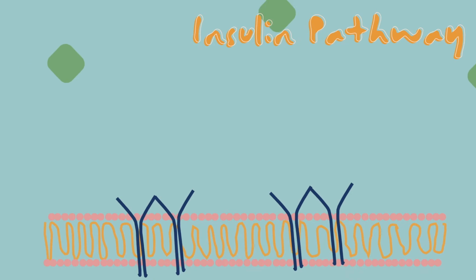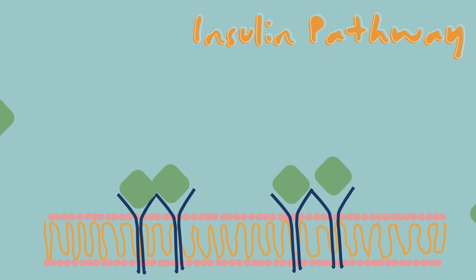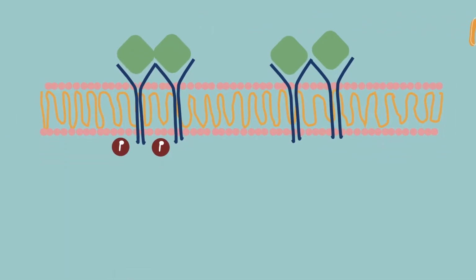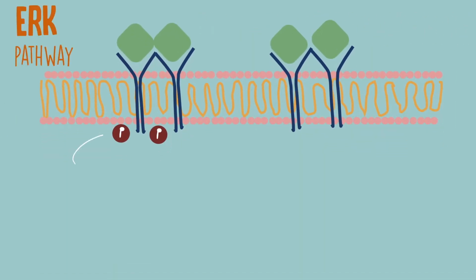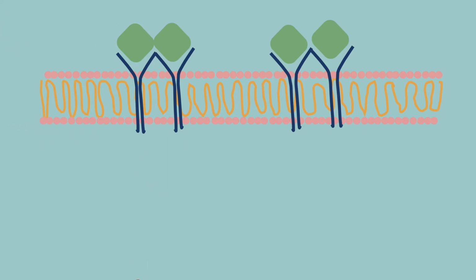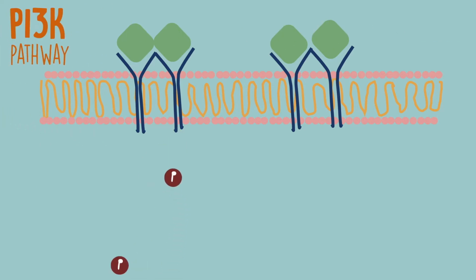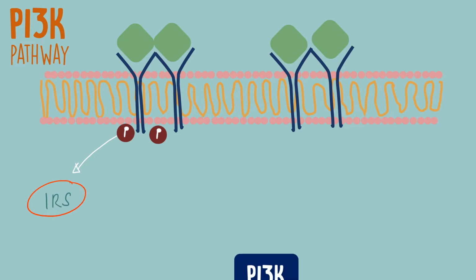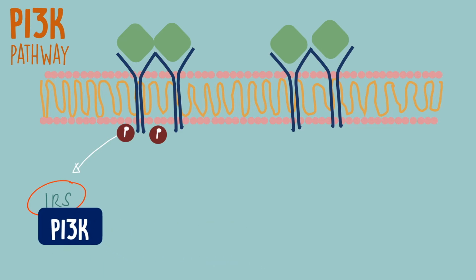In the insulin pathway, insulin binds to its receptor in the plasma membrane and activates it through the transphosphorylation of downstream targets via adapter proteins, which activate two key signal pathways. The ERK pathway is activated through the phosphorylation of adapter proteins SHC, GRB2, and SOS. When an adapter protein called the insulin receptor substrate is transphosphorylated, it activates the PI3K or the PI3 kinase pathway.